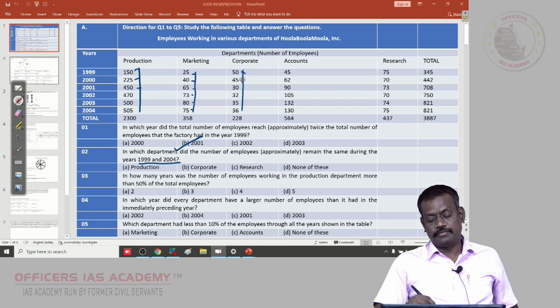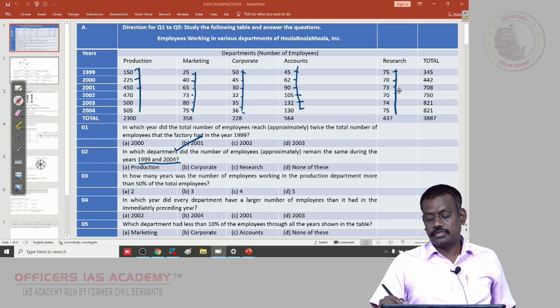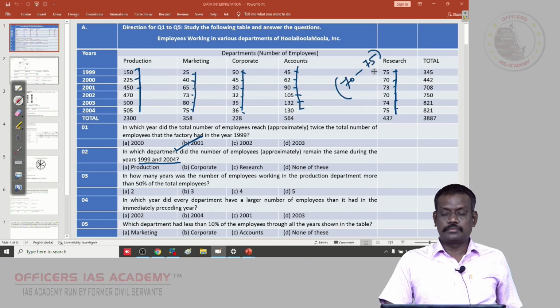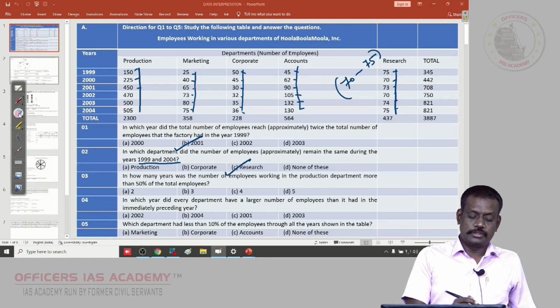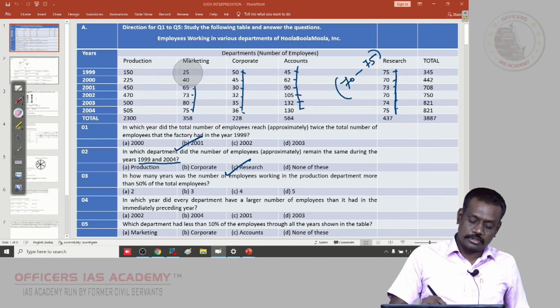In corporate again 50, 45, 30, here also it is somewhere closer. In accounts it is not so, 45, 62, 90, and you have 105, 132 and 130. But in research if you see it is 75, 70, 73, 70, 74, 75. So it means it varies from 70 to 75 only. So it means it is very close, isn't it? So the answer is research. Understood, children? Okay, the answer is research.